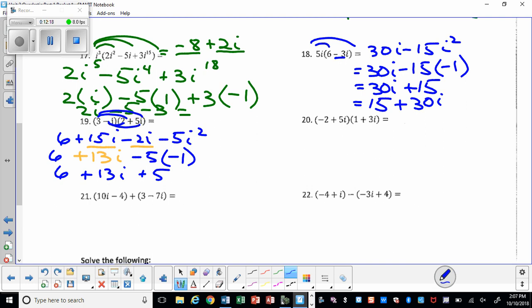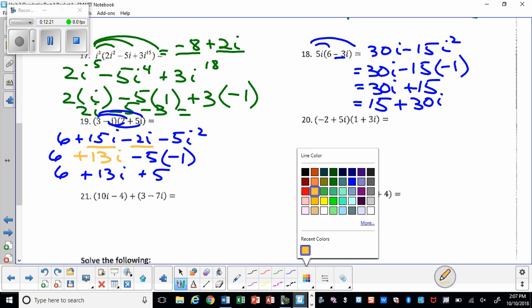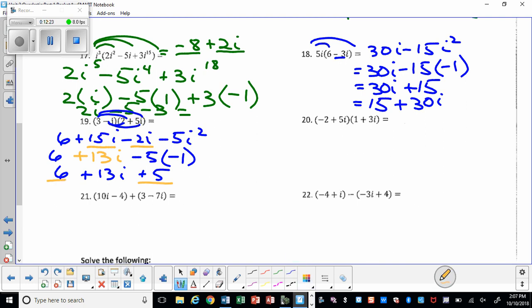Okay, and then now I have these terms I can combine. Right, now the 6 and the plus 5 I can combine. So that would be 11 plus 13i.